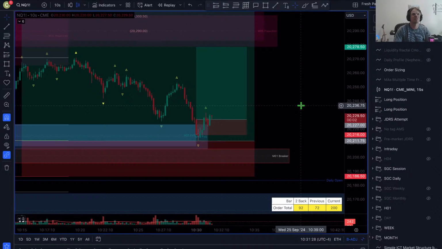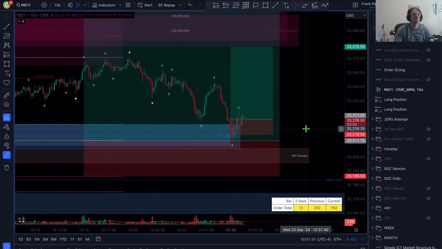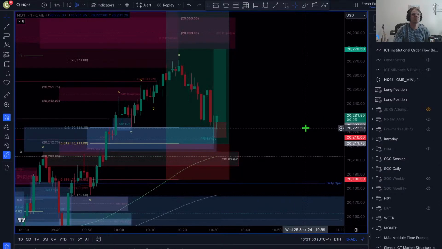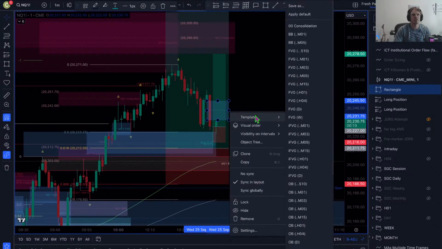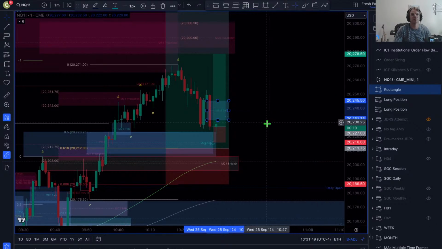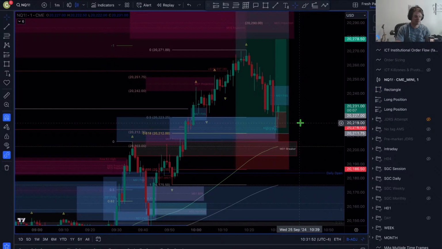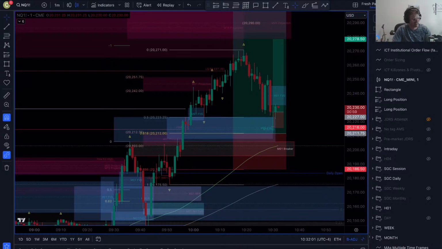Might not. Man, that was to the tick. This is the M1 fair value gap that brought us down here, so it could take that liquidity and just get one more push down. Yeah, that's sad though. Watch, I'll show you my chart. There's my chart. That's incredible.